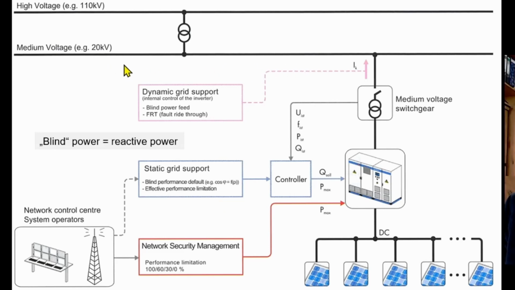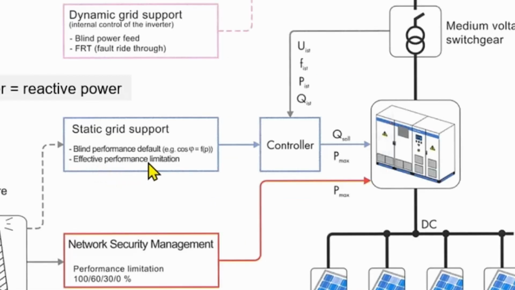For example, here you have a medium voltage grid injection. So you can do static grid support, where the reactive power is controlled. You can adjust the cosinus phi, whether it goes to inductive or capacitive. You can also do effective performance limitations, for example due to overproduction, and adjust the inverter accordingly.